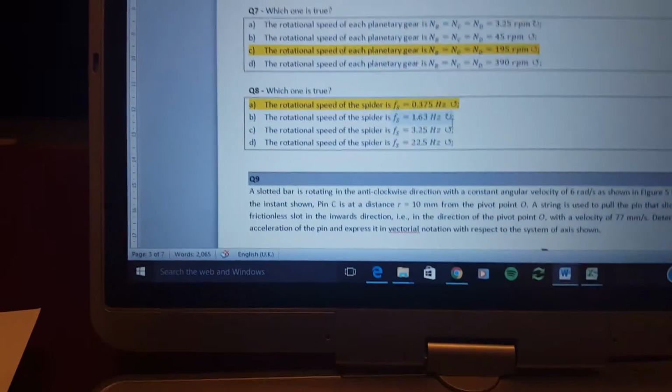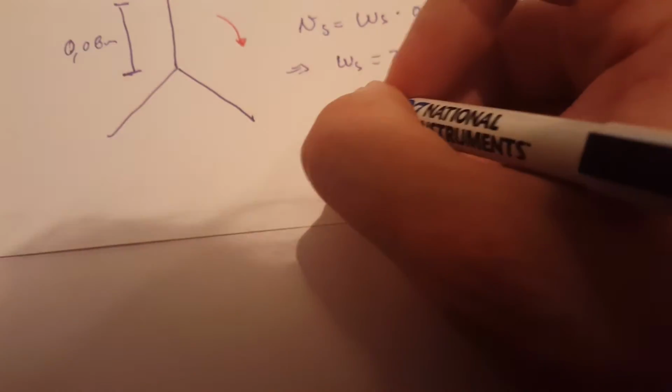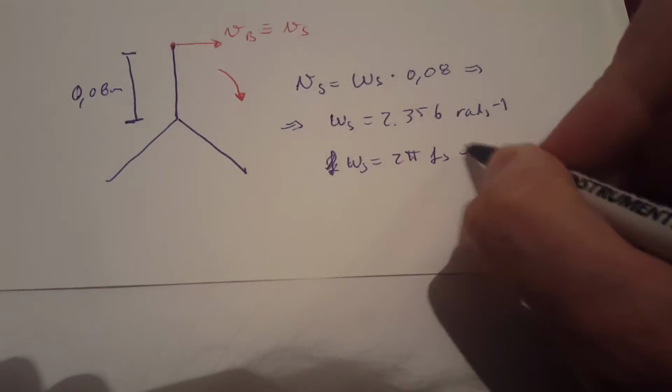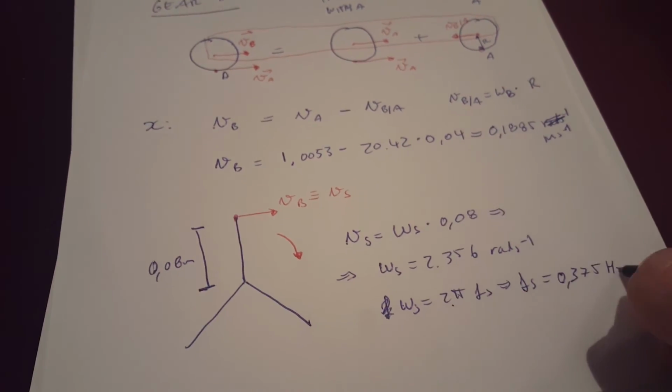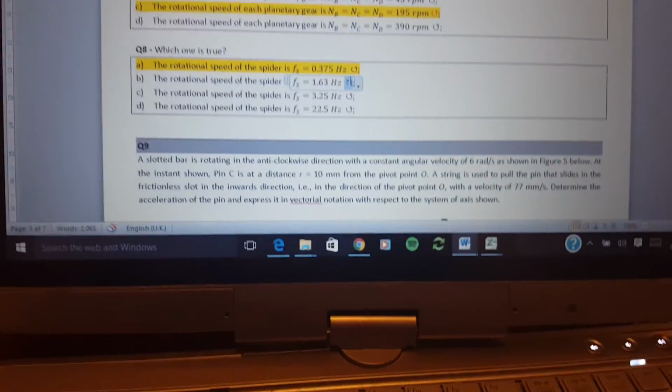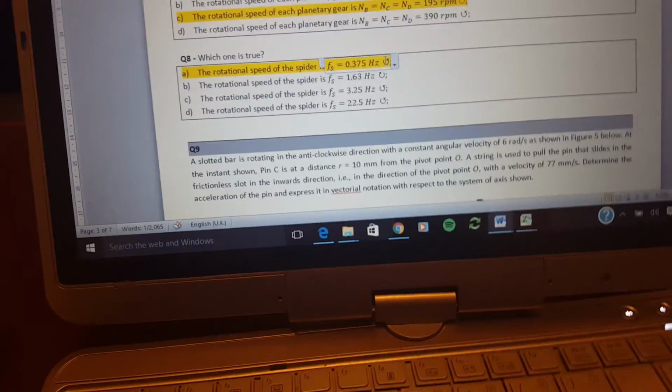Again, another mistake. This is the problem. I just messed up with the directions here. But let's see if the result is correct over there. So my guess is this. The frequency: I know that omega s is equal to 2 pi fs. So this means that fs is equal to this value divided by 2 pi. I obtain 0.375 hertz, which is exactly what is here. So yes, I just messed up with the directions, so I'll have to change this here as well.